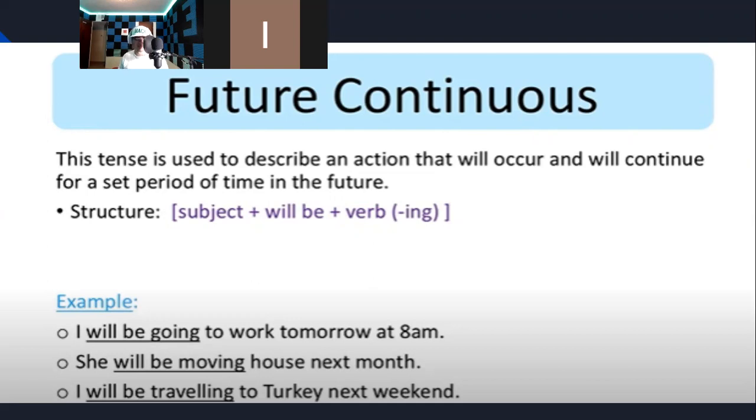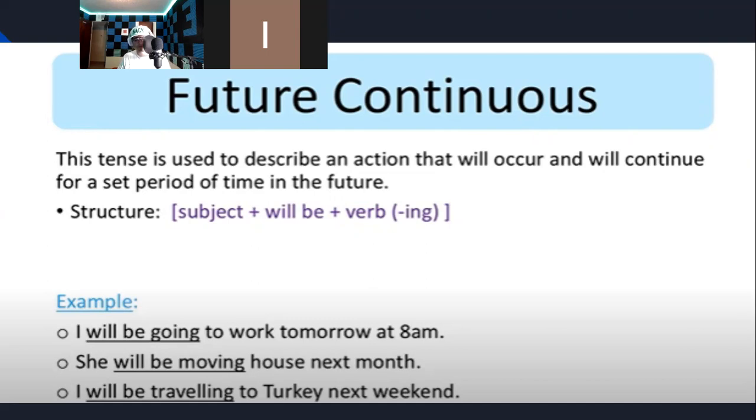So he will be going to work every day. He will be going to work every day of the week. He will be working. This is future continuous. He will be working non-stop. He will be working every day.